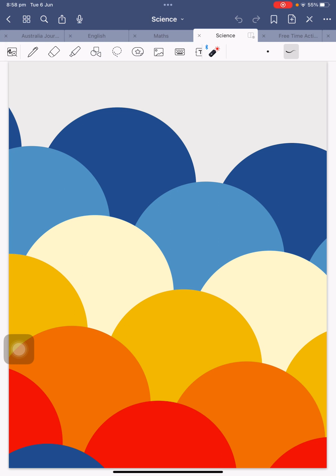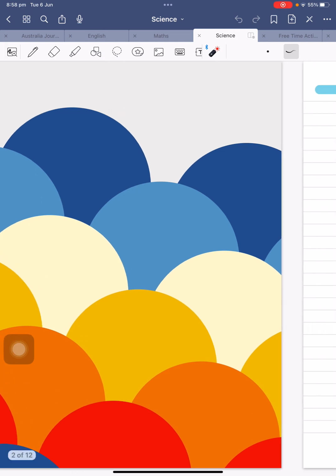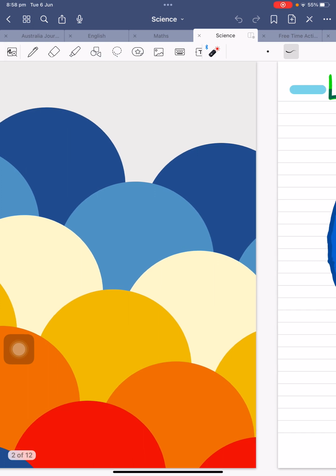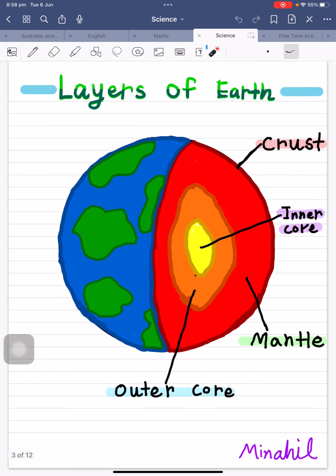Alright, so the first notes I'm going to show you are my science notes. And the app that I use to take notes is GoodNotes, by the way. So let's start. So here, this is the layers of Earth. There's crust, inner core, mantle, and outer core. This is a revision note.